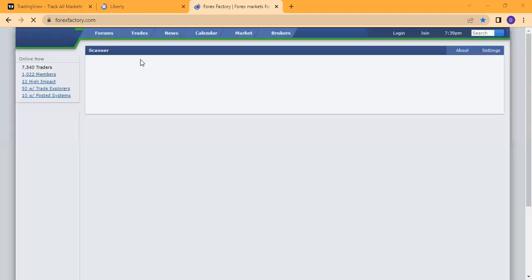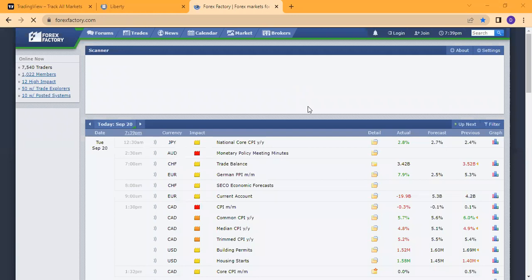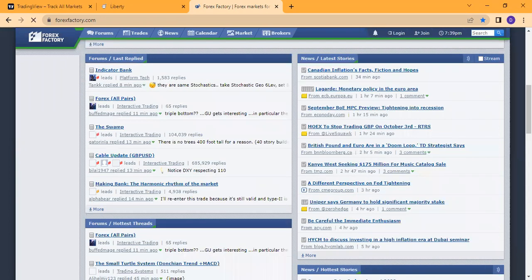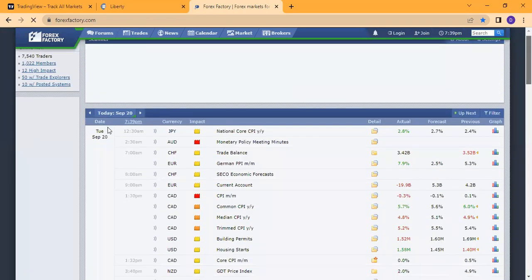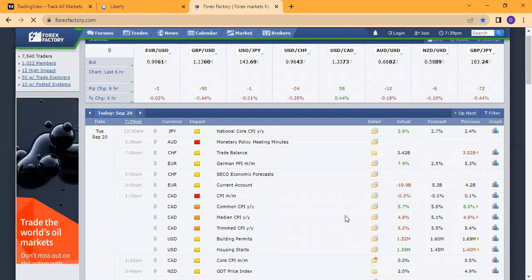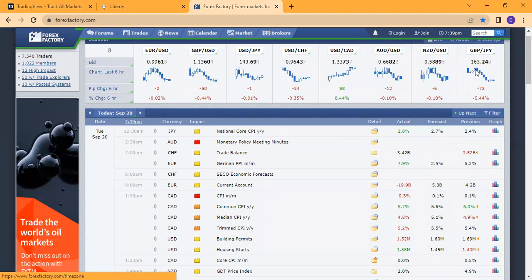Once we come to forexfactory.com, you make sure that your date and time are aligned with your time zone, being Nigerian time. Like now, for example, it is 7:39. You make sure that the time is 7:39, and the date too.